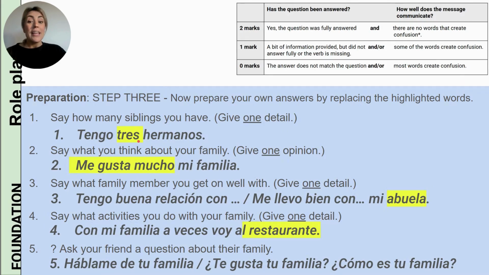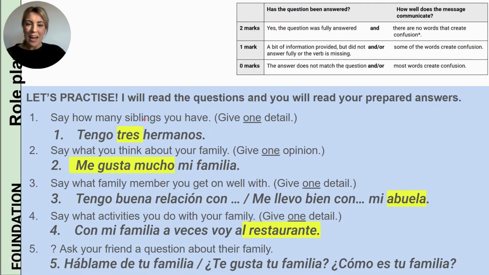Okay. Now that this has been replaced, or maybe you went for something completely different, we are going to practice. I will read the questions and you will read your prepared answers. So when you hear me asking a question, it doesn't matter, just read your number 1 and I will be saying which question I am on, okay?